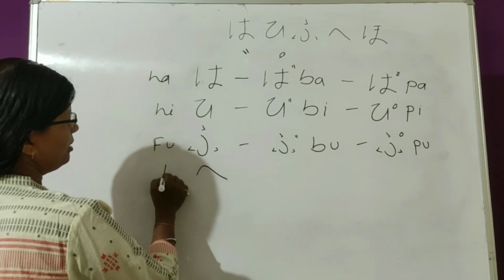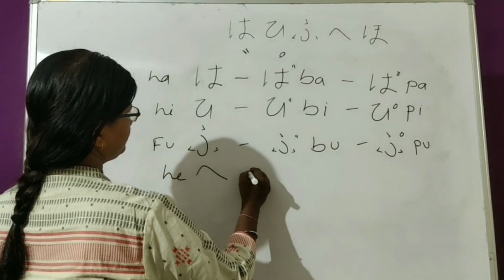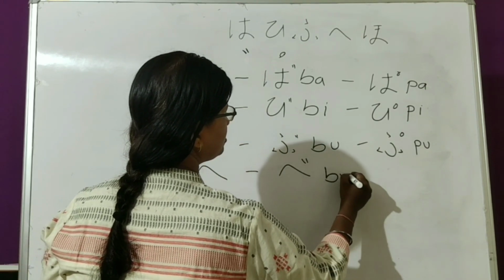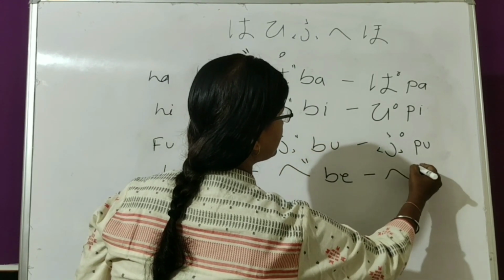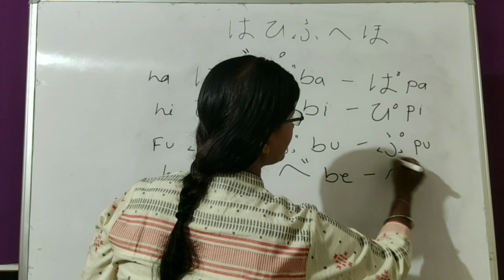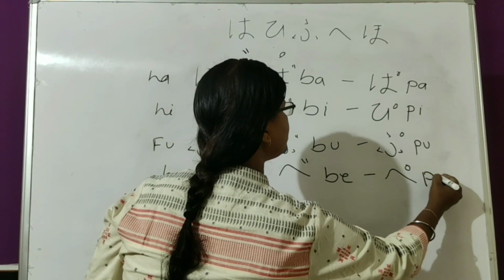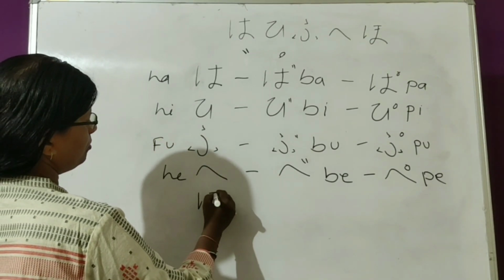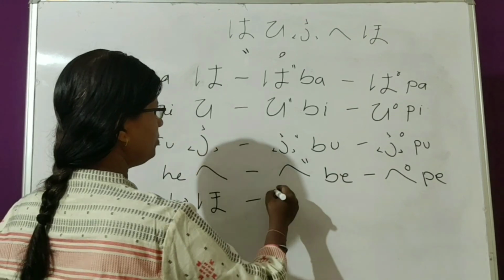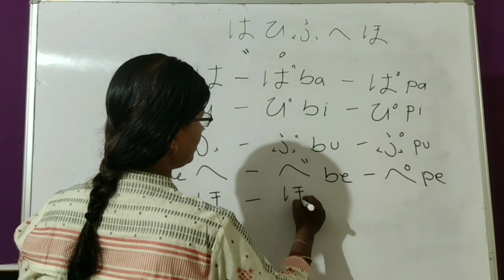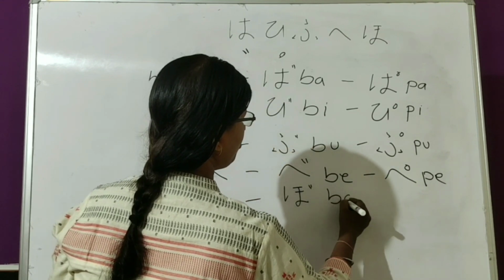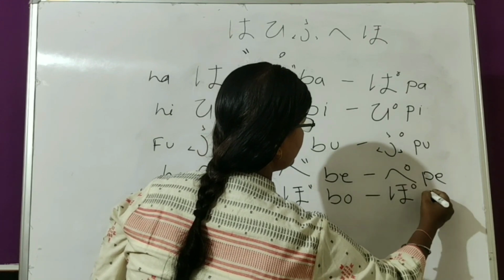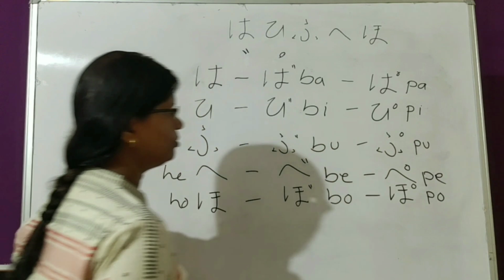This is he. When we have voice mark, the pronunciation changes to be. And when we have plosive mark or handakuten or you can say maru, the pronunciation will change to pe. This is ho. When we have voice mark, this changes to bo. And when we have handakuten or maru, the pronunciation changes to po.